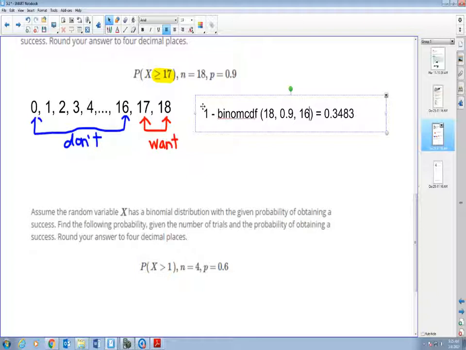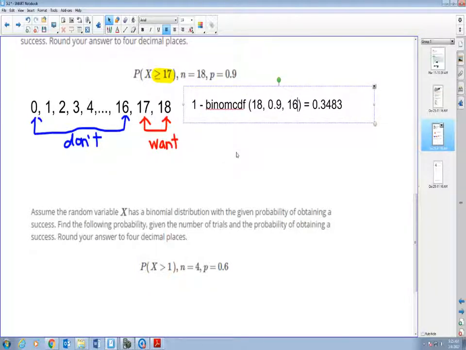Alright. I hope that makes sense. And we've been dealing with problems like this throughout the entire chapter 4. That's why chapter 4 ties into chapter 5 and so on.